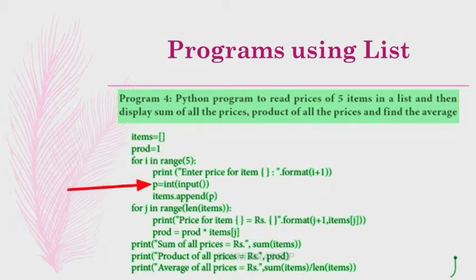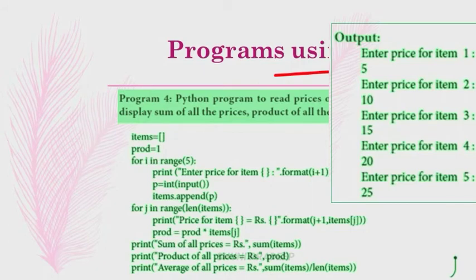And see the next statement. P is equal to int input of. Here P is a variable. Here you have to enter the value. Okay, which means price of item 1. You have to enter the price of item 1. So here you are entering 5. See the next line. Items dot append of P. So this item will be added in the items list. Okay, and again come to the for loop.